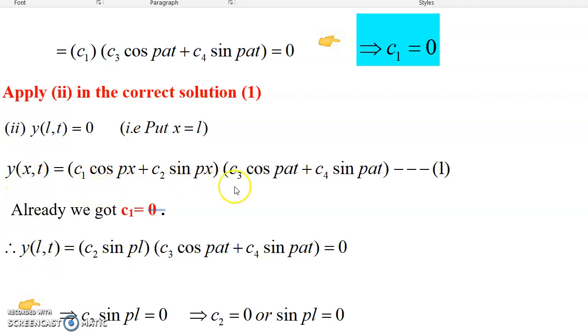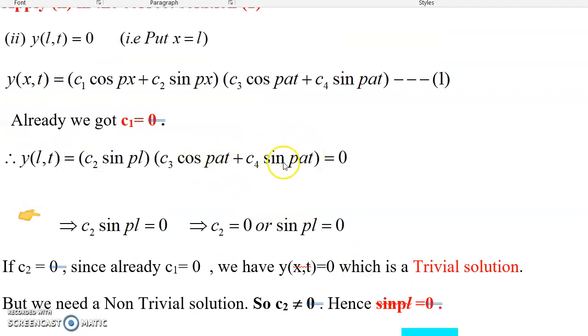So here, in the place of x when we substitute L, C1 is already 0, so let us not write the first term. Only the second term remains: C2 sin PL. In the place of x we have put L, so C2 sin PL into the second term is as such, because there is no change in t, and the condition says this is equal to 0. Equate that to 0. And again, we should not touch the variable term.